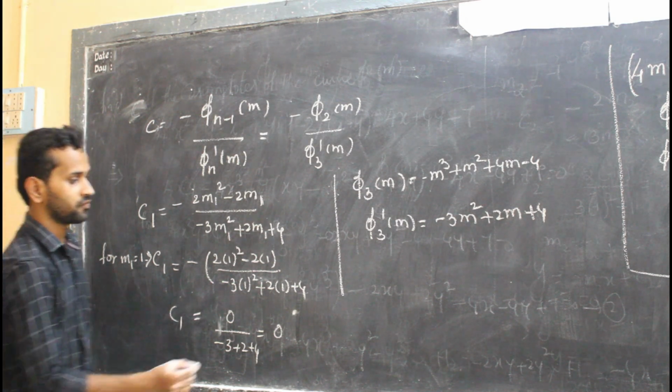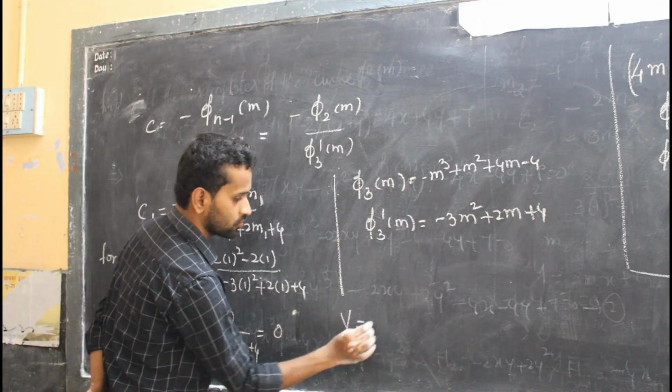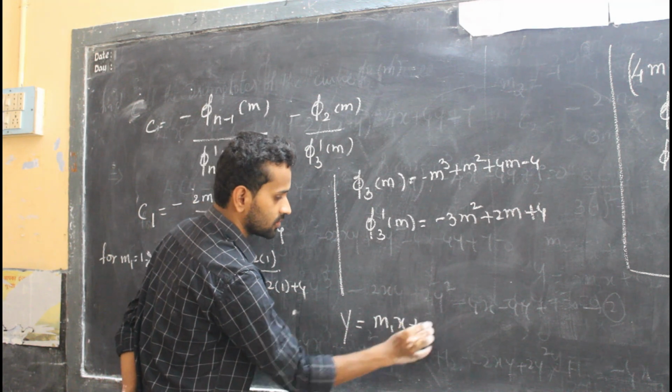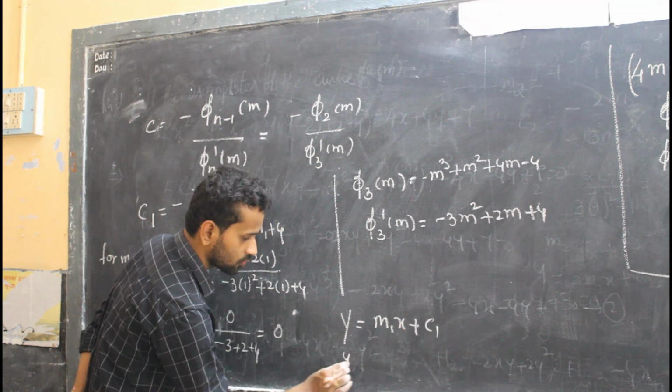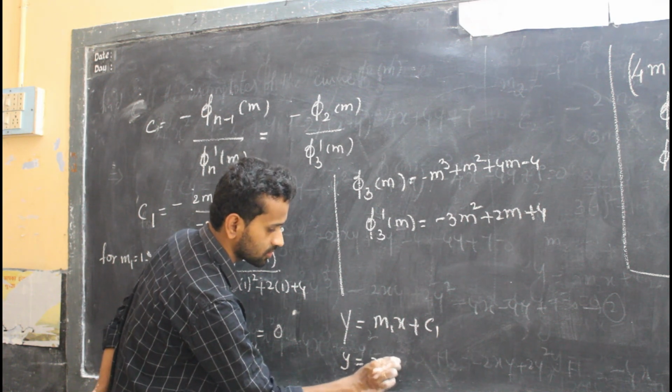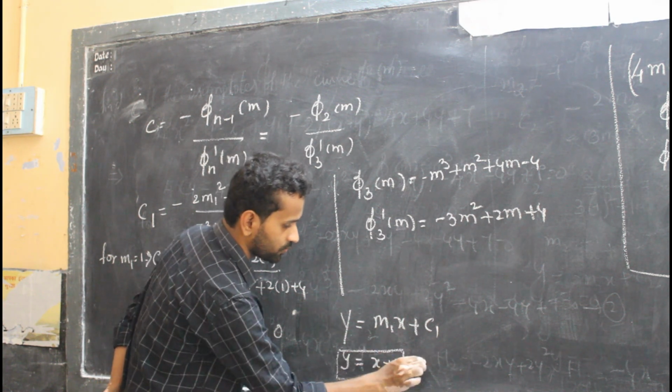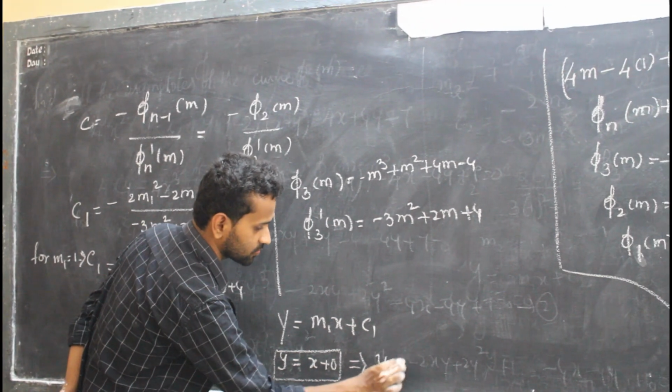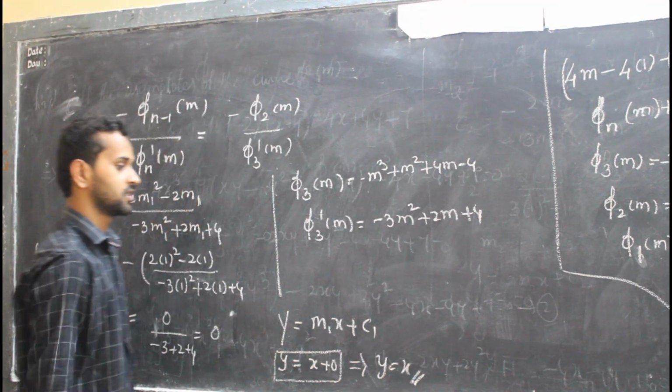The asymptote is y equal to m1x plus c1, right? So this becomes y equal to 1 into x plus 0. So this implies y equal to x is my first asymptote that you got here.